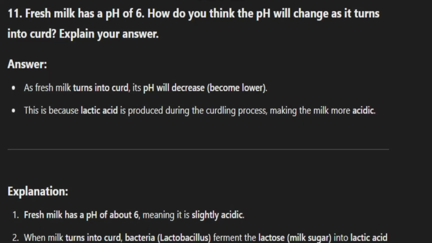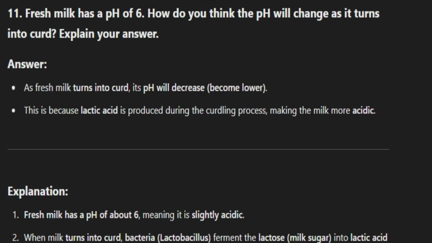11. Fresh milk has a pH of 6. How do you think the pH will change as it turns into curd? Explain your answer. Answer. As fresh milk turns into curd, its pH will decrease, become lower. This is because lactic acid is produced during the curdling process, making the milk more acidic.